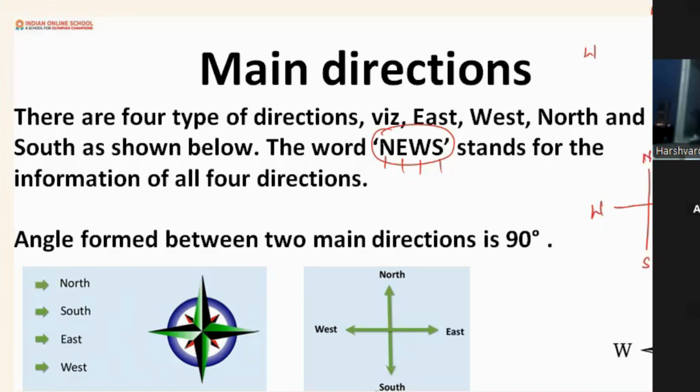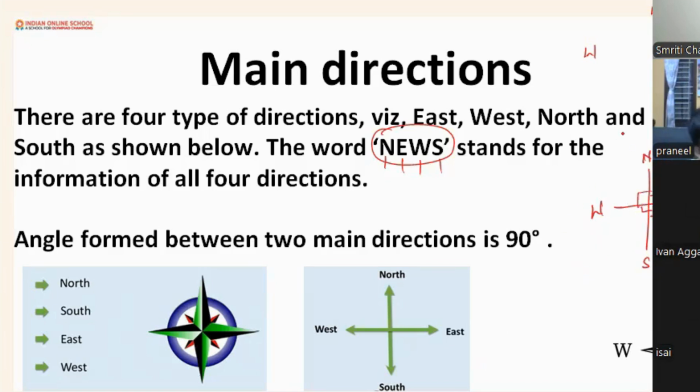And between every 2 directions there is an angle of 90 degrees. Now these are the 4 main directions we have.